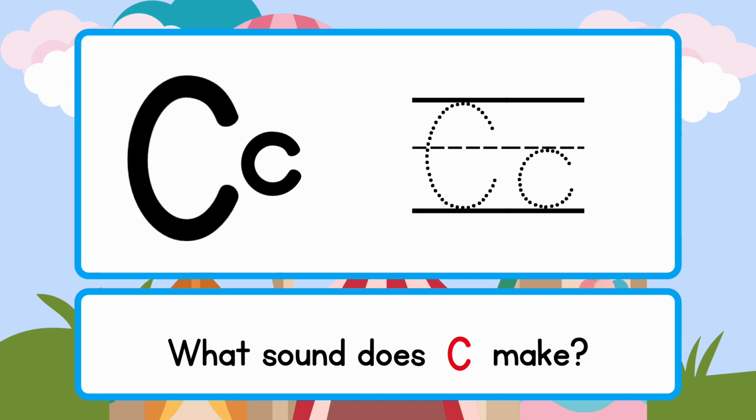So we're going to start from the top line below, and we're going to go up to the top line, come down all the way to the bottom line and go up to give it a curl. Well done. And shall we write the lowercase c, which makes the k, k sound? Let's go. Again, we're going to start from the line below. We're going to go round, down, and then go up to give it a curl. Well done. Fantastic job.